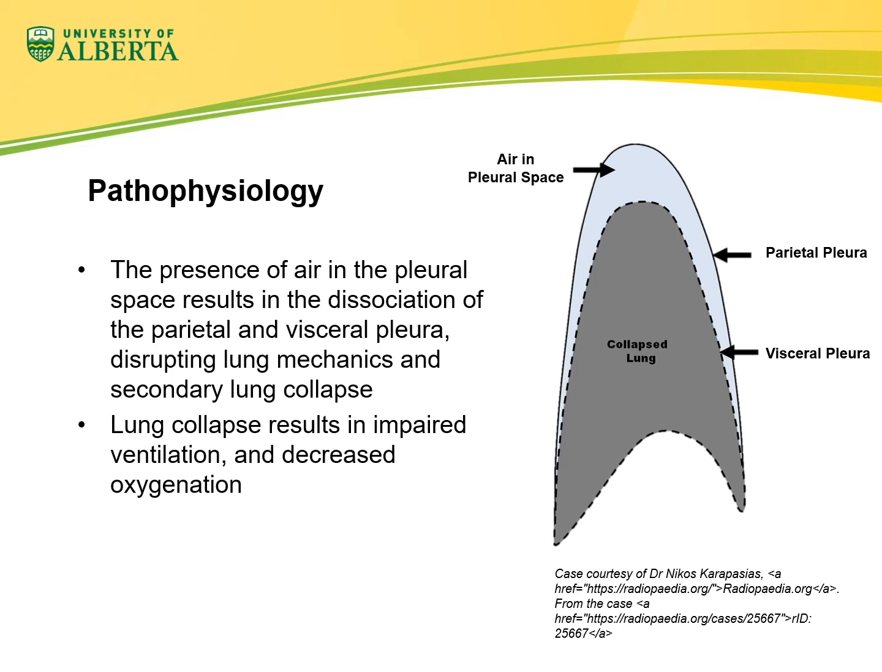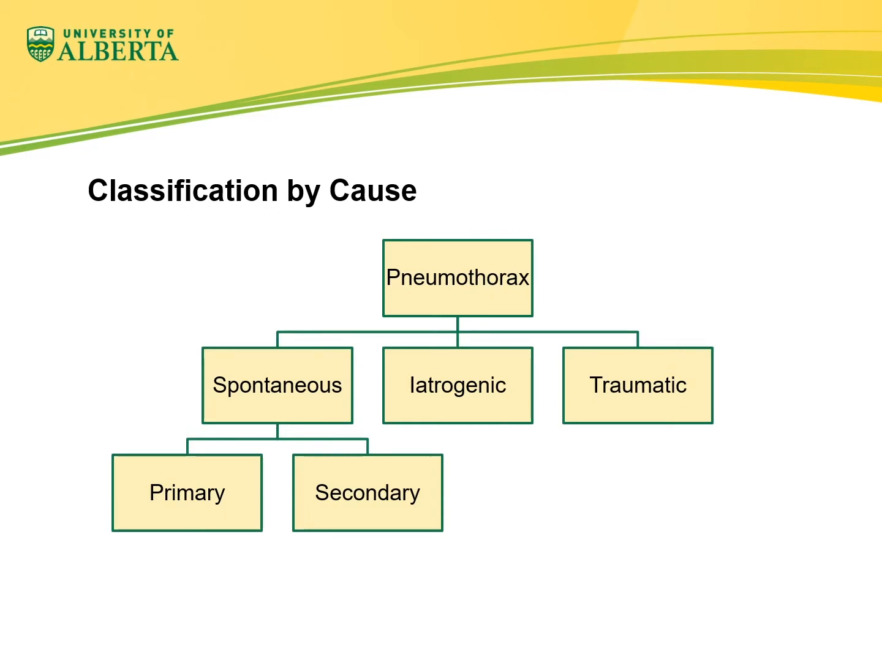The presence of air in the pleural space disturbs the lung mechanics, resulting in a collapse of the lung. This lung collapse results in impaired ventilation on the affected side and potentially decreased oxygenation. Pneumothorax can be classified in two ways. First, a pneumothorax can be classified according to its cause. There are three major etiologies of a pneumothorax, which are spontaneous, traumatic, and iatrogenic. Spontaneous pneumothorax can be further classified into primary or secondary.